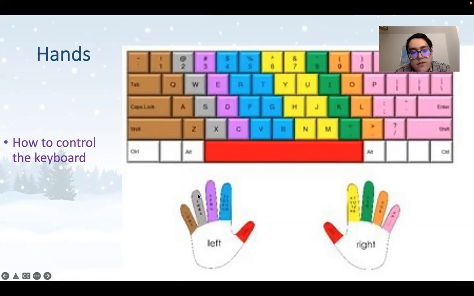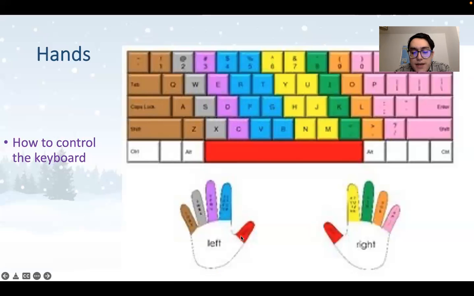Next, we have your ring finger, which is controlling X, S, W, and 2. The gray one, because the finger is gray also. Next, we have the purple finger, which is the middle finger, controlling C, D, E, and 3, which are also purple keys. Next, we have the blue, which is your index finger, controlling V, B, F, G, R, T, and 4 and 5, which are the blue keys.